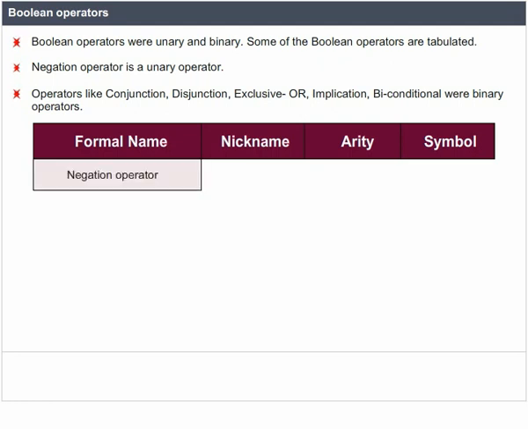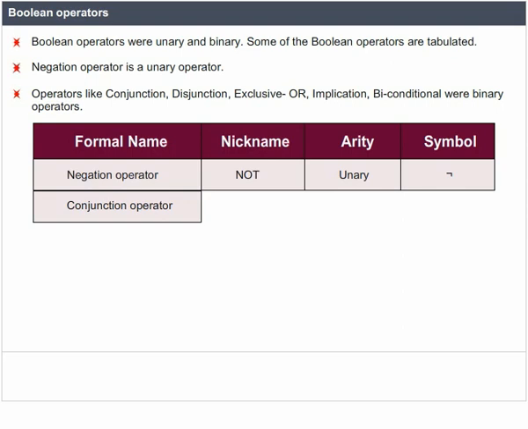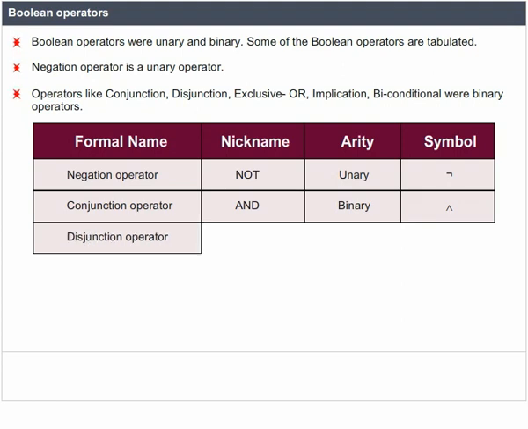Negation operator. Nickname: not. Unary. The symbol represents not. Conjunction operator. Nickname: and. Binary. The symbol represents and. Disjunction operator. Nickname: or. Binary. The symbol represents or.